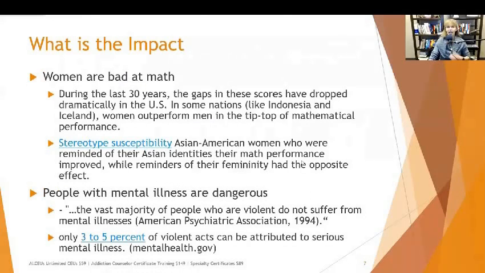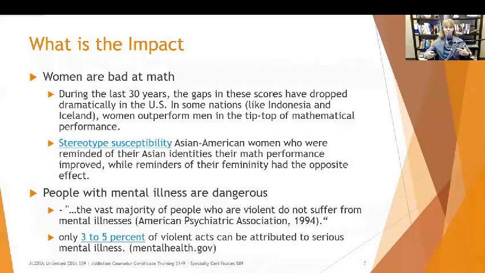So what's the impact? I'm going to go through some very common stereotypes here and talk a little bit about the research. Women are bad at math. Girls are bad at math. Since I was knee-high to a grasshopper, I've heard this, and it's not true. During the last 30 years, the gaps in math scores have dropped dramatically in the United States. In some nations like Indonesia and Iceland, women actually outperform men in the tip-top mathematical performance. So part of it, or a large part of it, may be cultural expectations. So what do we do with children when they are going through school? What do we tell them?